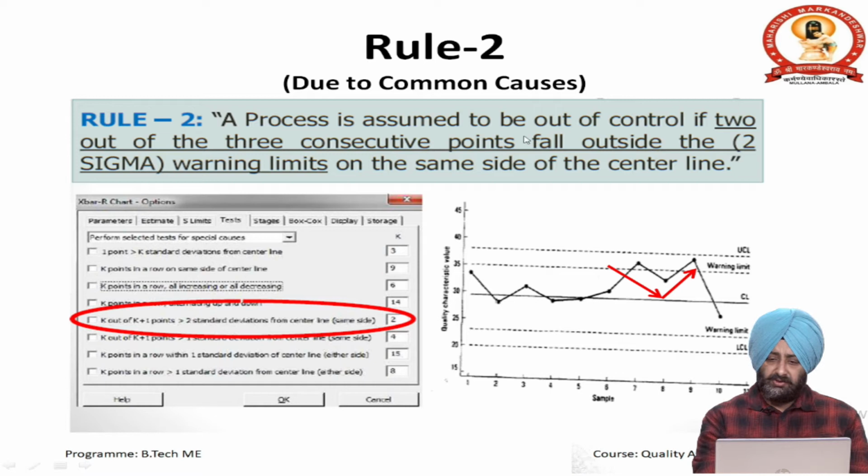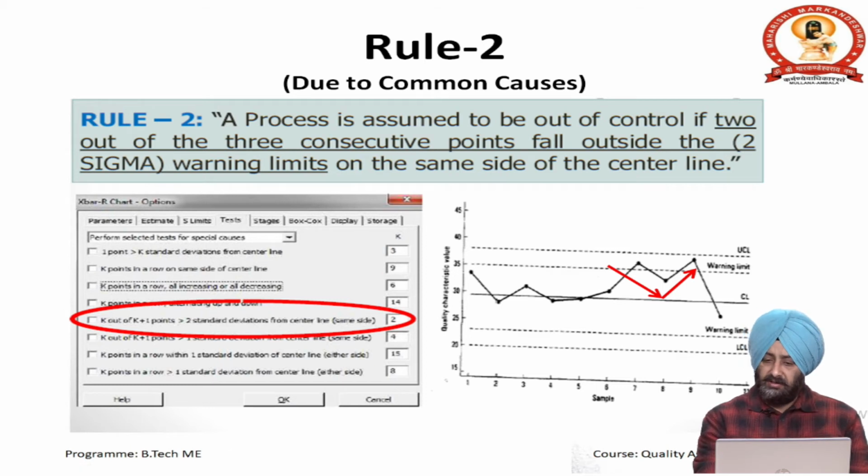A process is assumed to be out of control if 2 out of 3 consecutive points fall outside the 2 sigma warning limits on the same side of the center line. Now if you see these red arrows, this is the center line, and all the 3 points are lying on the upper side of the center line, in between the center line and upper control limit. Out of these 3 consecutive points, 2 are beyond this 2 sigma zone.